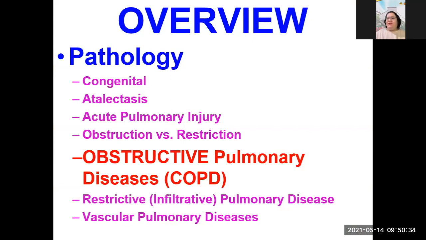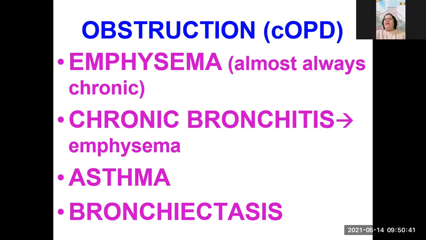So going to obstructive pulmonary diseases like, for example, your COPD. Before, we used to describe COPD as emphysema, chronic bronchitis. Predominantly, when you're talking about COPD, you're talking about emphysema and chronic bronchitis. Of course, included in this obstruction, COPD, we have emphysema, chronic bronchitis, asthma, and bronchiectasis.